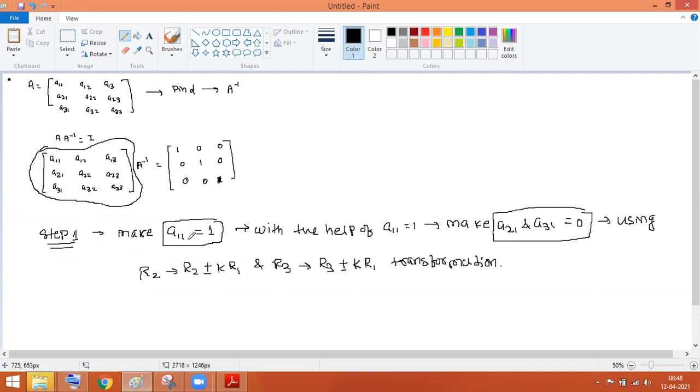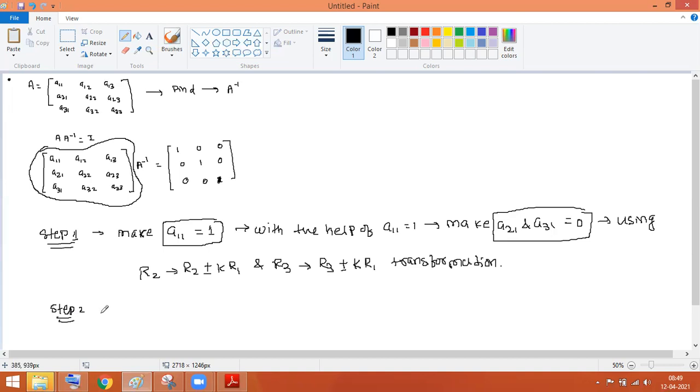Where to do what: first we have to make A11 equal to 1. Anyhow, we have to make A11 equal to 1. When we get A11 equal to 1, then with the help of it we have to make A21 and A31 equal to 0, using R2 tends to R2 plus minus k times R1 and R3 tends to R3 plus minus k times R1. Transformation. Step 2.